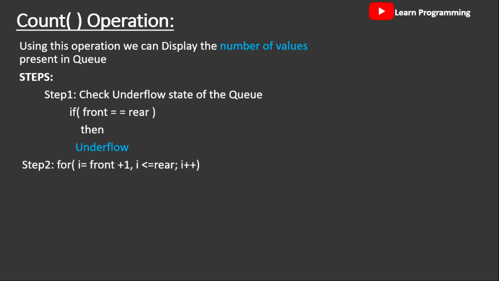So here I have started from I equals front plus 1, which is very similar to the display operation, and I am trying to travel till the rear position and accessing every single index in the queue by doing I++. And here I am making use of a variable called count, initially assigned to 0, and I am incrementing the count variable by 1 every single time I increment the I variable. And lastly, after I come out of this for loop, I am printing the count variable value.